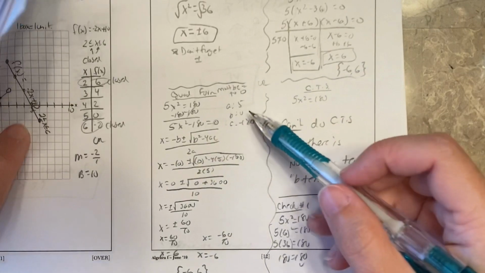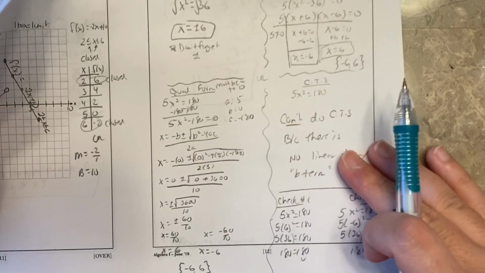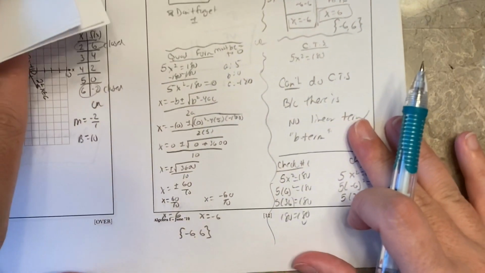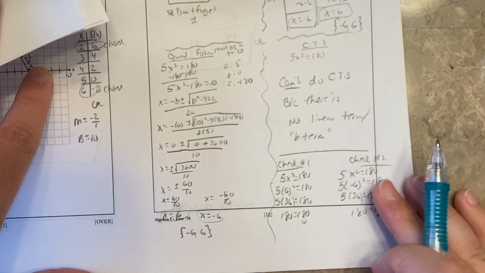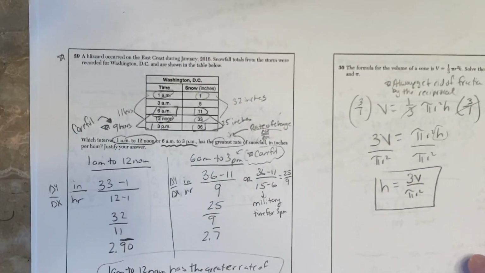Here, quadratic formula, again, has to be equal to 0. Plug them in, do all your work, and you should get on the bottom 6 and negative 6. So it's really up to you, but it's all here. Check is here. But it's plus or minus 6. Again, algebra was the easiest way, if you remember the plus or minus.